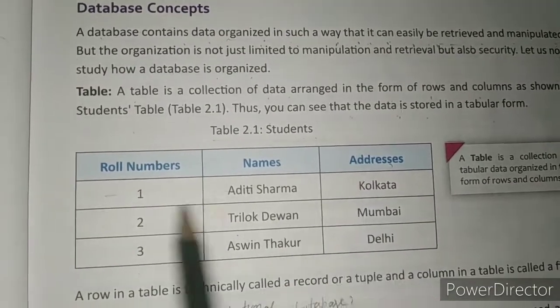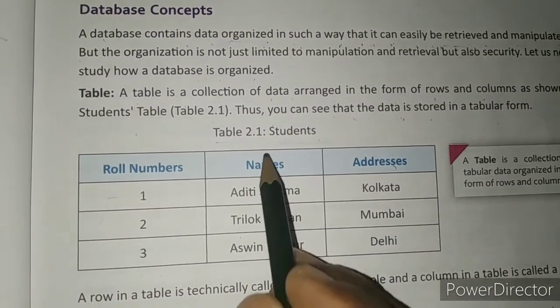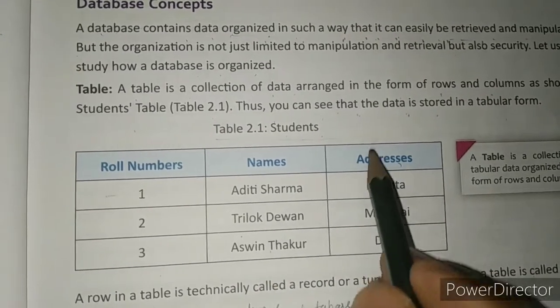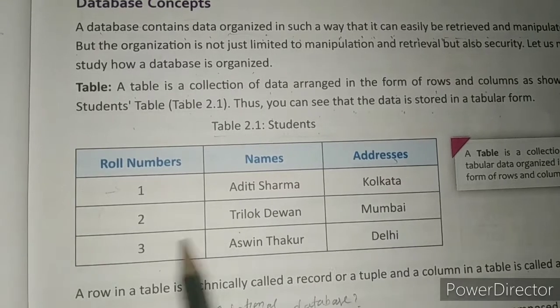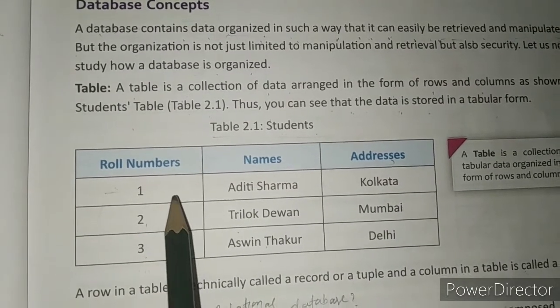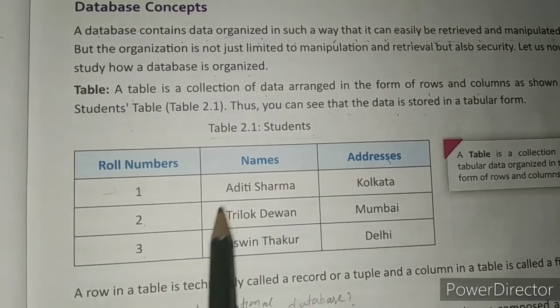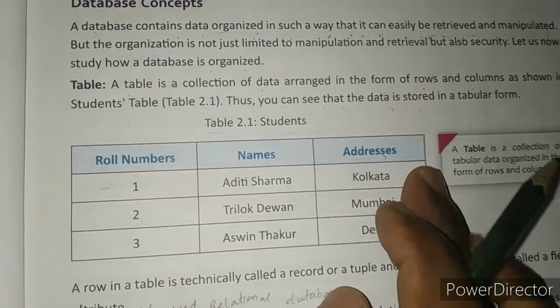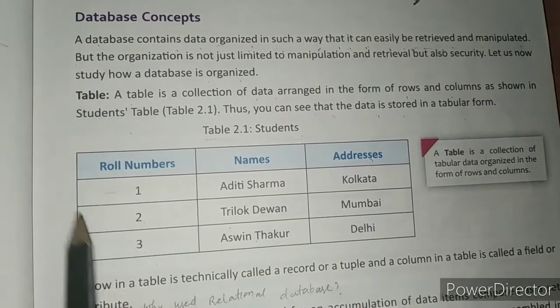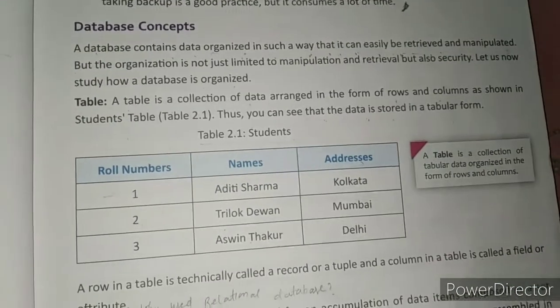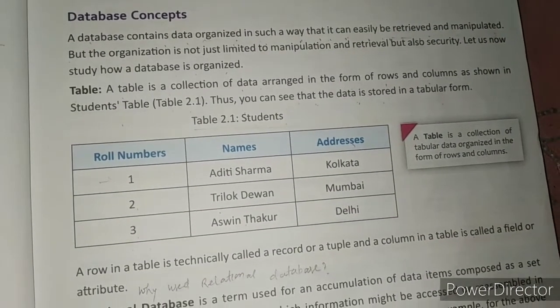In this student table, one column is roll number, another column is names, and the third column is address, and there are 3 rows in which the students with roll numbers 1, 2, 3 have been listed, and their details have been filled in. So this is an example of data. This is an example of a table.